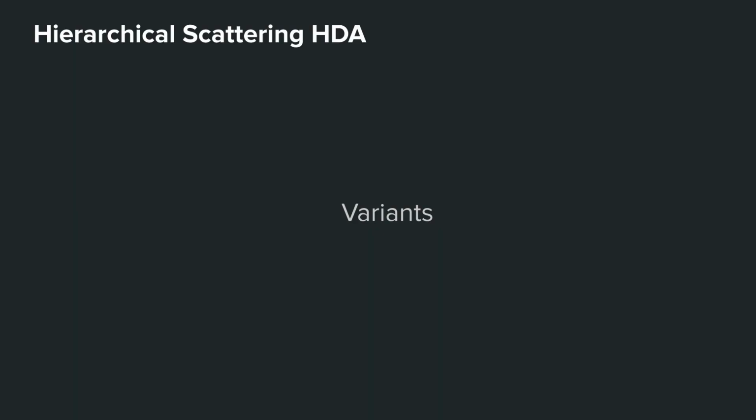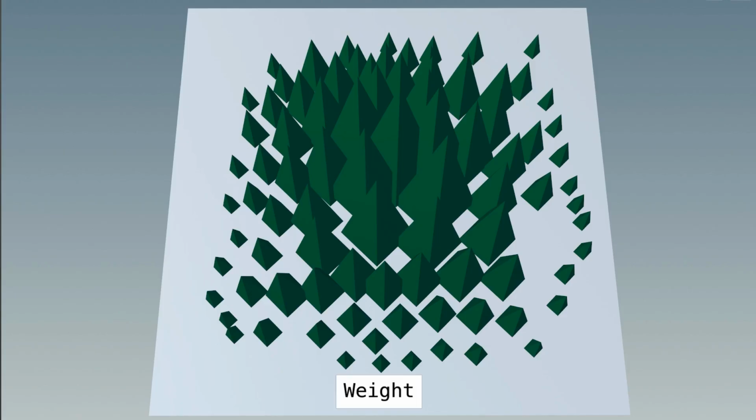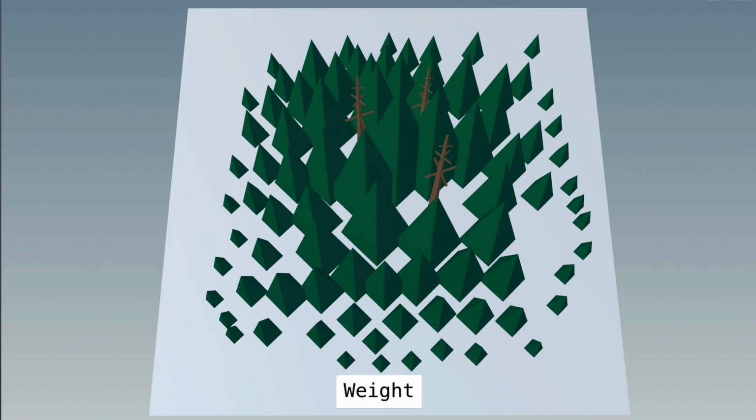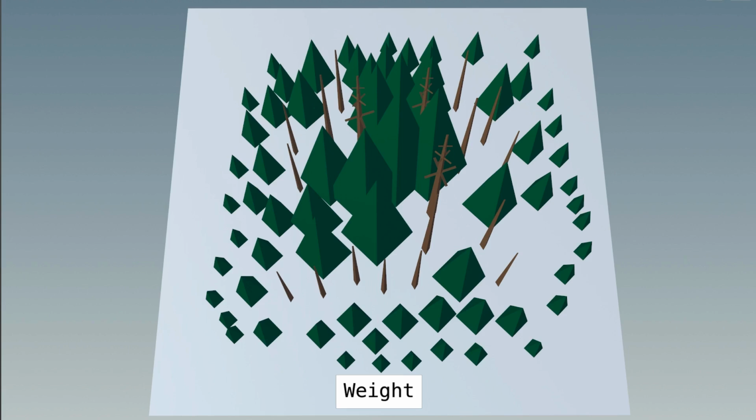Each size of the asset can have multiple variants. The weight parameter controls the scattering percentage of each variant. In this example, I'm increasing the weight of the dead pine trees, specifically for the largest pine tree size. Here I'm adjusting the weight for the medium-sized dead tree variant.